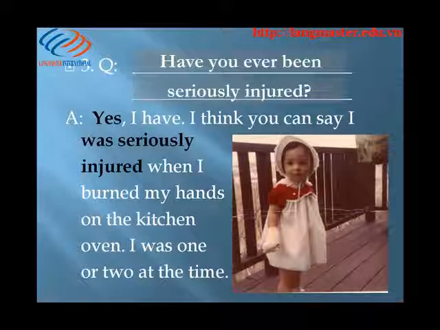The question is, have you ever been seriously injured? And yes, that is me in the photograph with bandaged hands as a little girl. This is a true story. I did burn my hands on the kitchen oven.